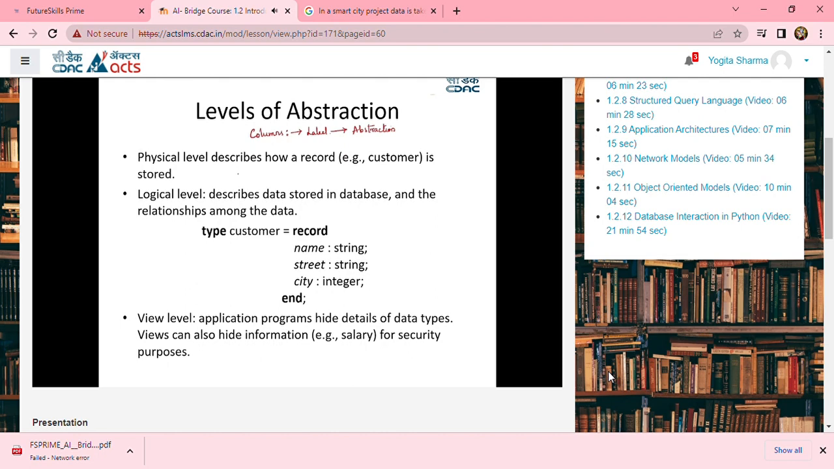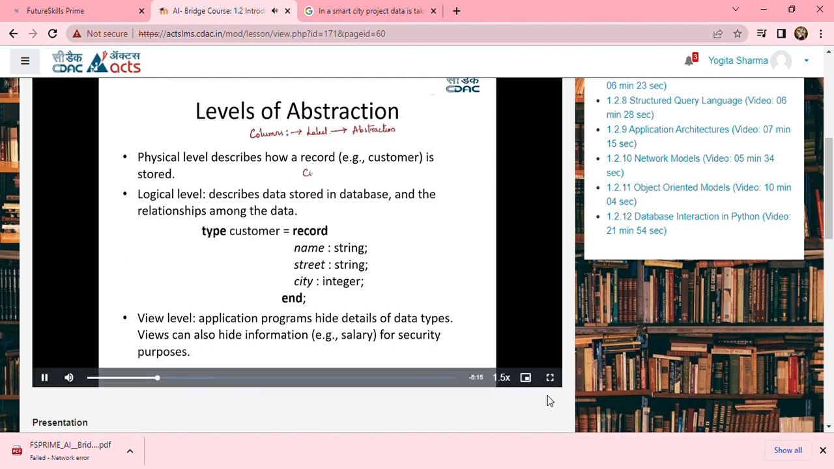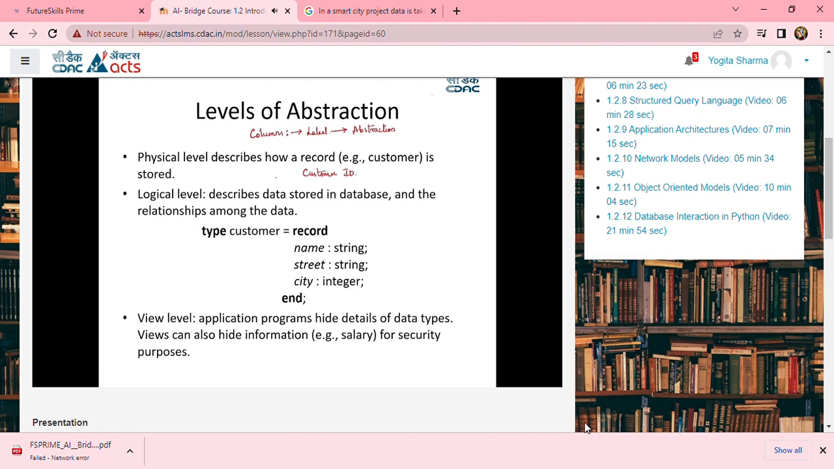In the physical level, we describe how a record is to be stored. For example, I will be storing the record based on the customer ID. Once you define the physical level, you need to define the logical level. The logical level describes the data stored in the database and the relationship among the data. For example, I'm capturing the customer ID, the name of the customer, the street where he lives, and the city where he resides.